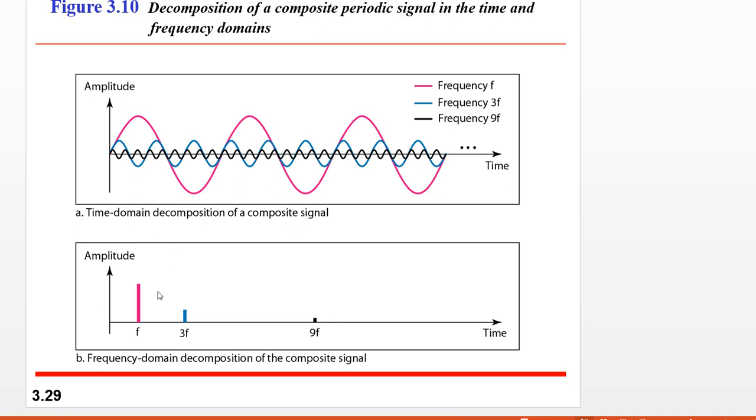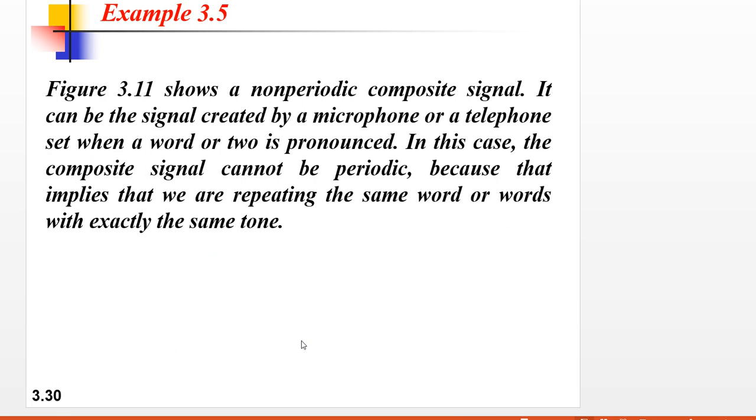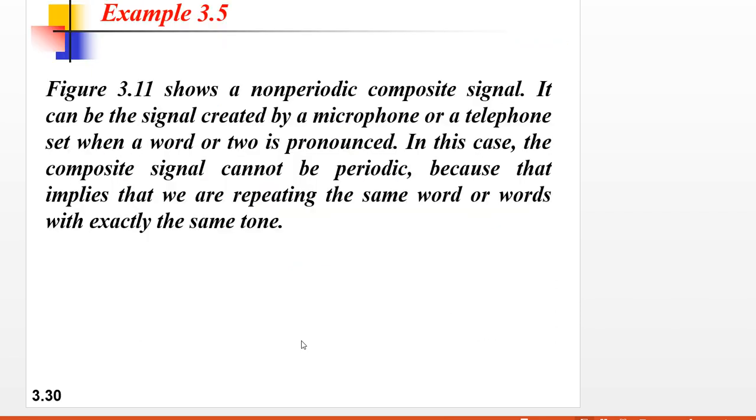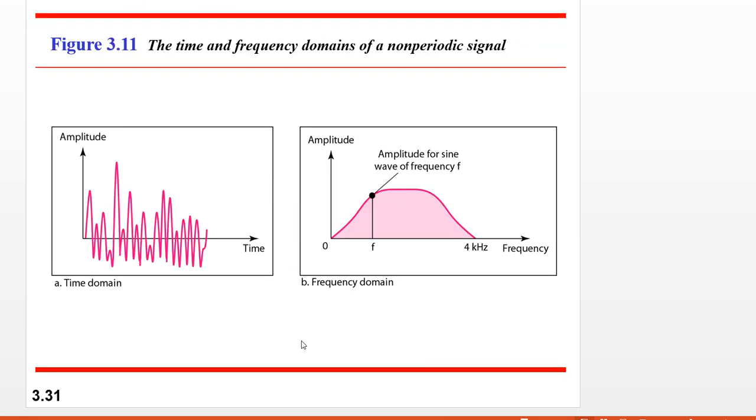Amplitude is drawn with the colored lines. F, 3f, 9f mean frequency. F and 3f are the frequencies of the blue colored sine waves, and 9f is the frequency of the black colored sine wave. This is the plotting of the time domain and frequency domain of the composite signal. Okay, one more diagram you can see, which is a non-periodic composite signal. This diagram is a periodic composite signal, and now you are seeing a non-periodic one. Non-periodic means it does not retain any particular pattern.